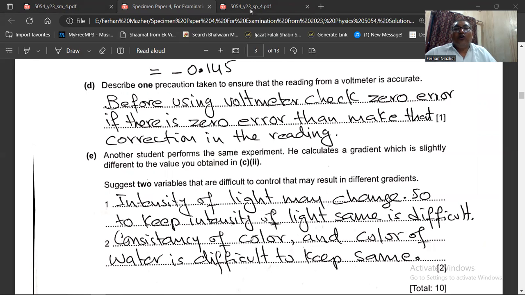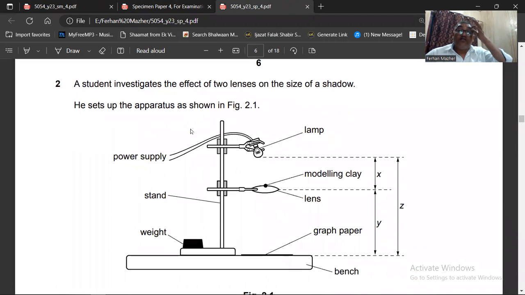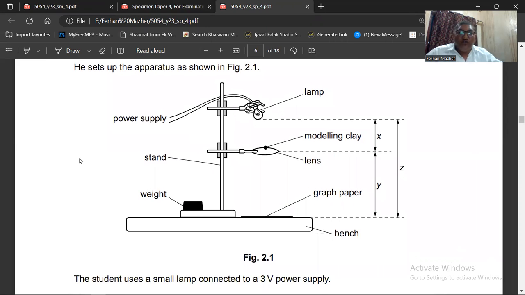Okay, so I'm going to the next question, and the next question is on your screen. This is question number 2. A student investigates the effect of the two lenses on the size of a shadow. He sets up the apparatus as shown in the figure 2.1. So let me explain to you.